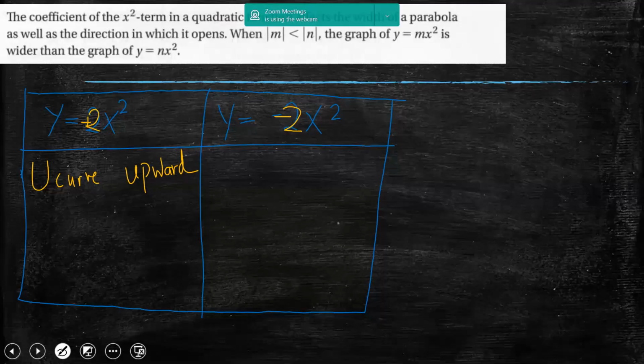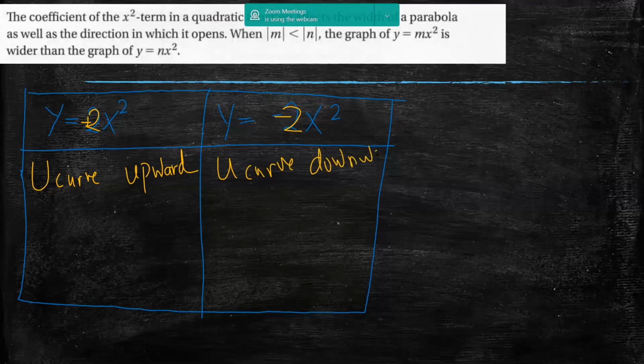So if the coefficient of the function here is positive, the U-curve opens upward. If it is negative, the U-curve will be downward. Okay? This is for the shape of the U-curve.